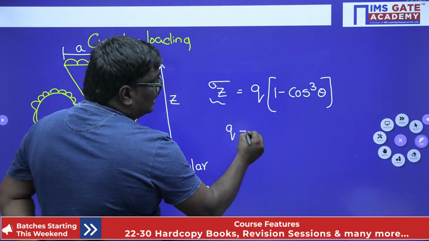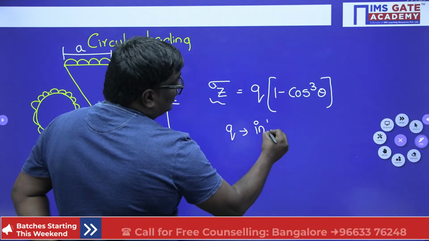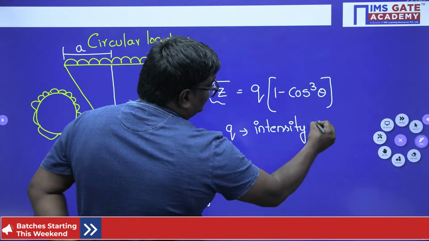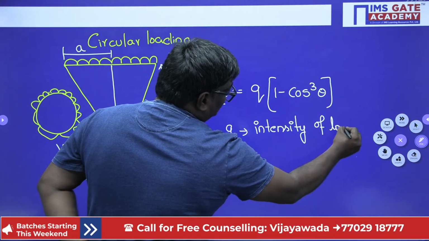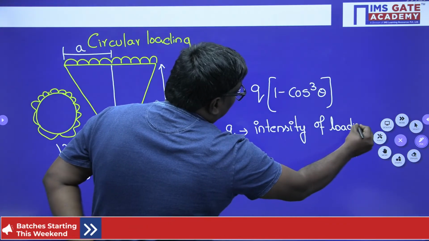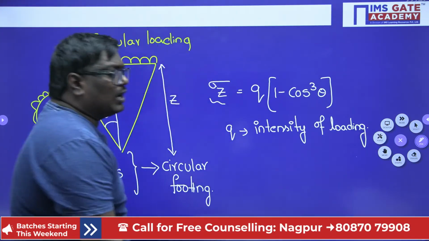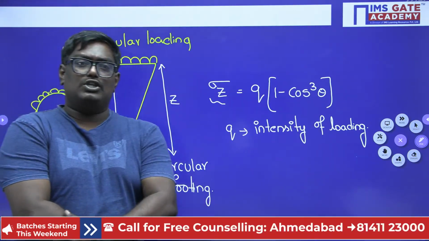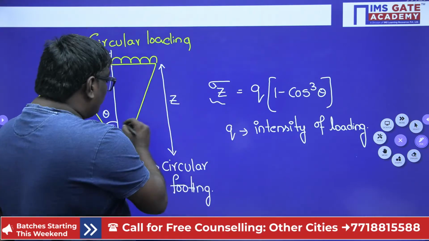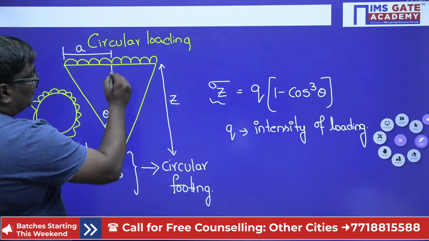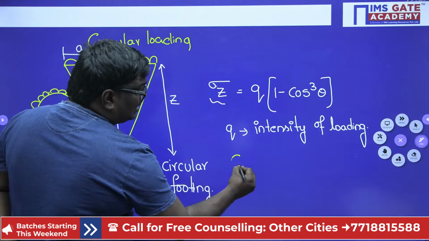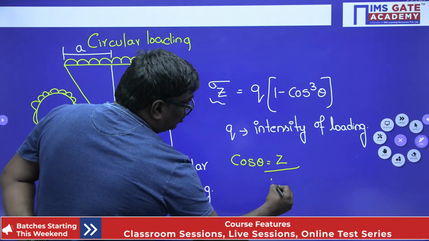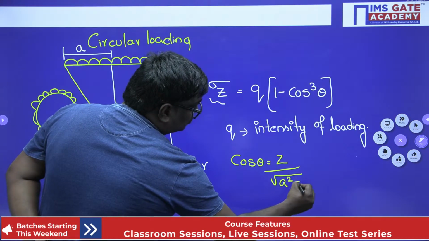Now, my dear students, what is Q here? Q is not loading. It is the intensity of loading, and it will always be in the units of stress, because theta doesn't have any units. So it will be in units where the load is given for a particular area. So Q is nothing but the intensity of loading. How do you find cos theta? If you see, this is depth. What is cos theta? Adjacent by hypotenuse. You can write cos theta is equal to z upon root over a square plus z square.